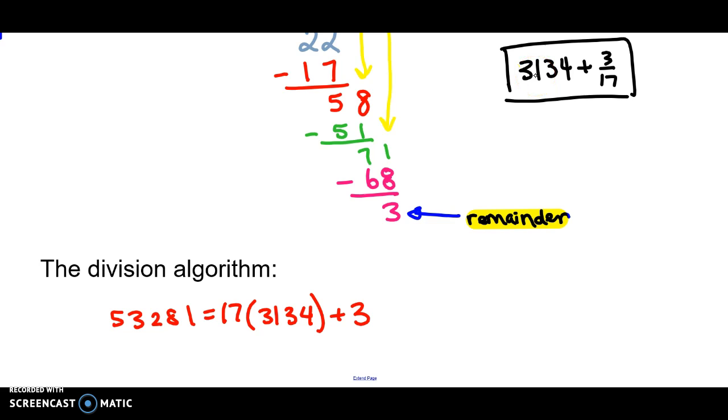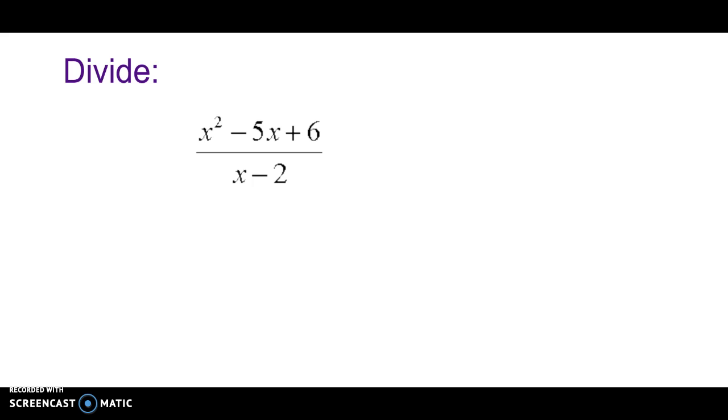So now that we refreshed our memories of how to use long division with numbers, let's do it with polynomials. But first, let's try this one. We have x squared minus 5x plus 6 over x minus 2. And hint here is that we don't need to use long division. There's something a little more simple that we could do here. So let's see what you can do.